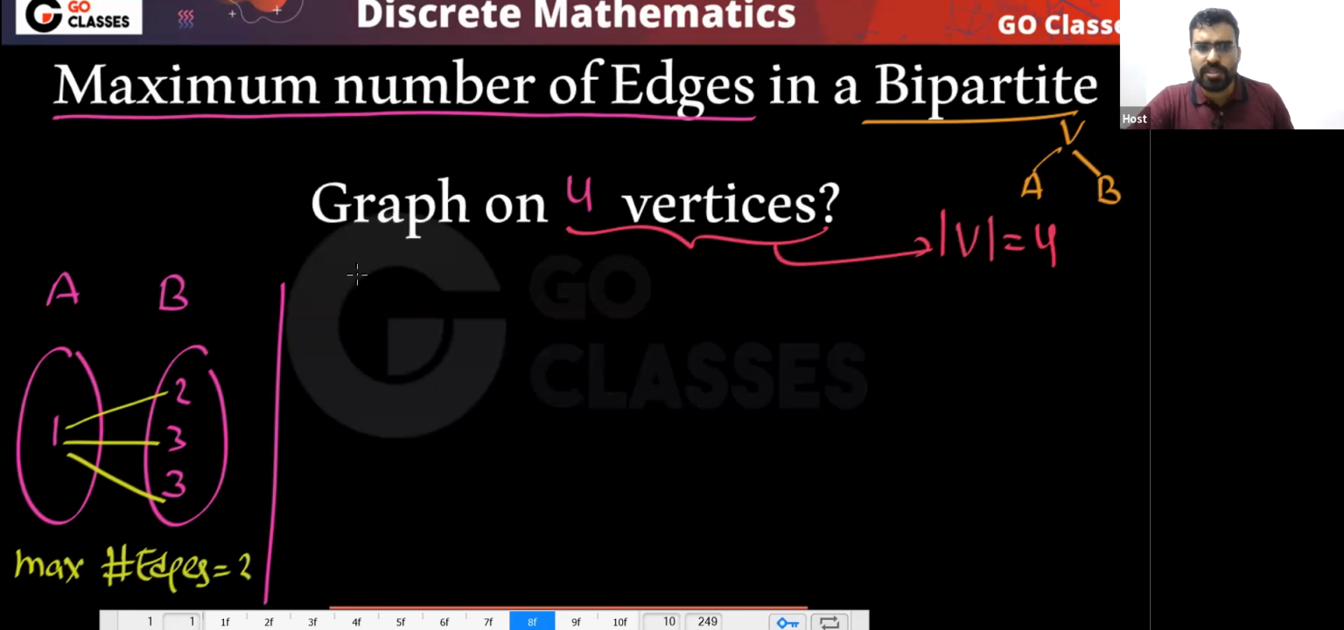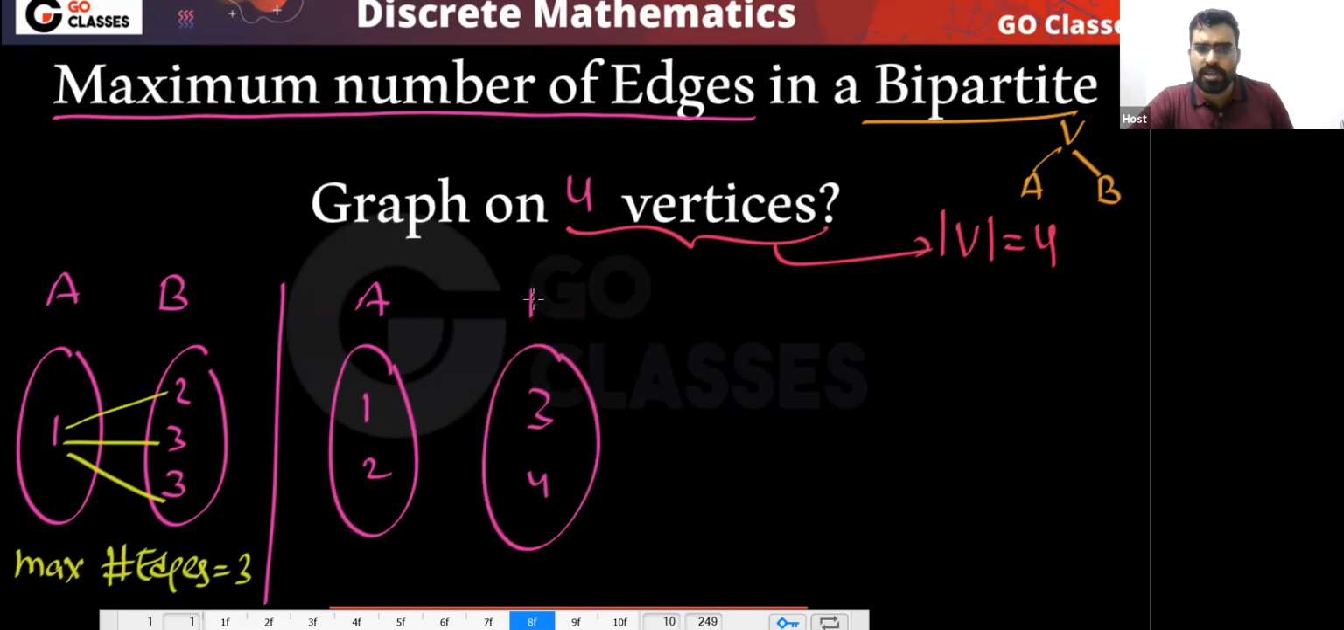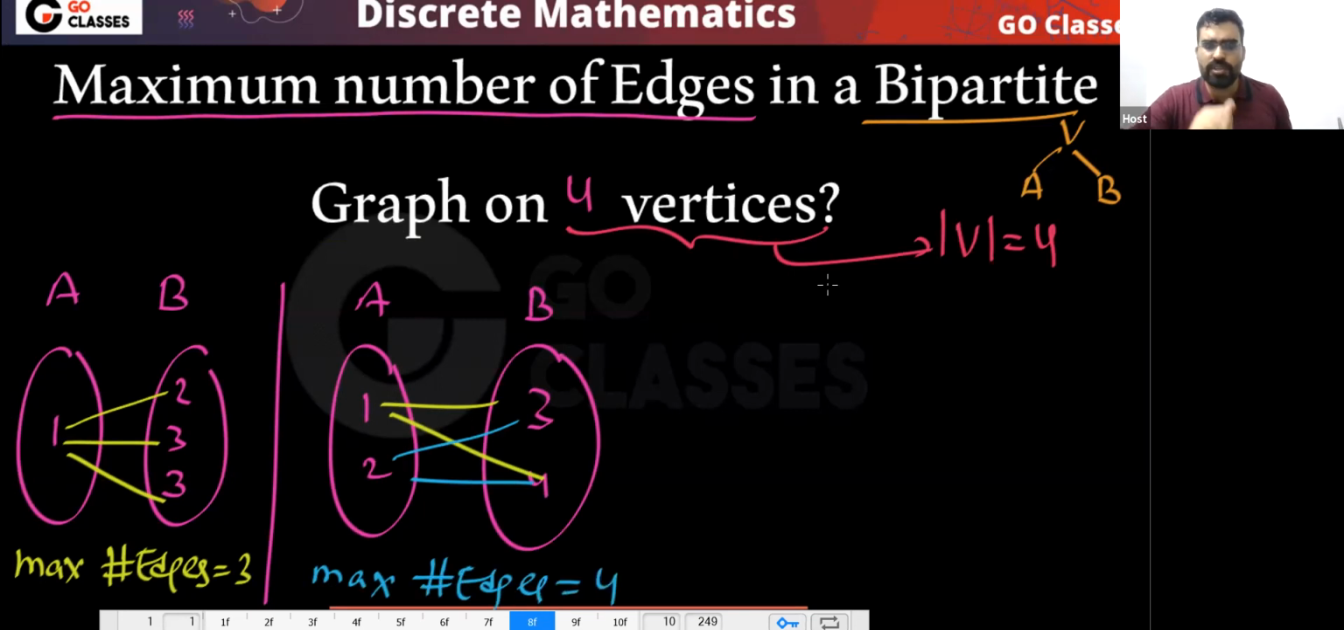But from this question, we don't know the cardinality of the two parts. So for example, if I put 1 comma 2 here and 3 comma 4 here, then what will be the maximum number of edges? Now the maximum number of edges will be 4. So this is the idea of this question.